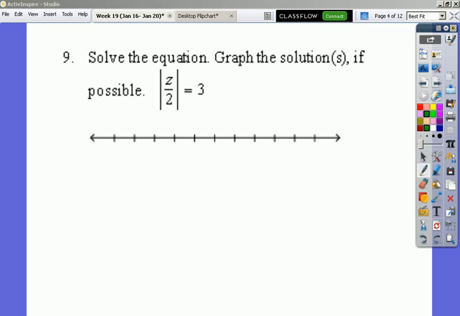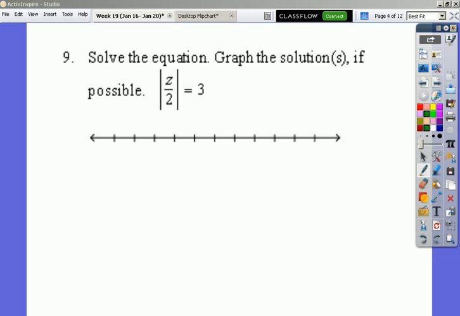Alright, so we're back. We are going to solve this equation. It's an absolute value, so we do have to check and see if there are extraneous solutions. The rule is if you have an absolute value set equal to something, you will have to check and see if there are extraneous solutions or not. With inequalities, you don't have to do that, but with equal signs, you definitely do.